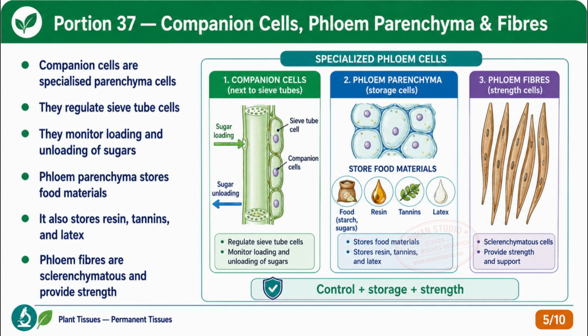Companion cells, phloem parenchyma, and fibers. Companion cells are specialized parenchyma cells that regulate the sieve tube cells and monitor loading and unloading of sugars. Phloem parenchyma stores food materials, resin, tannins, and latex. Phloem fibers are primarily sclerenchymatous and provide strength.